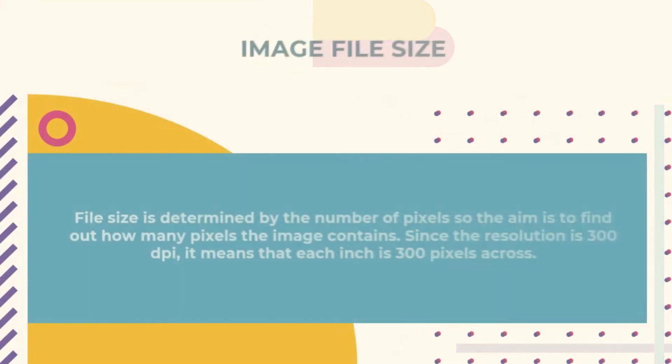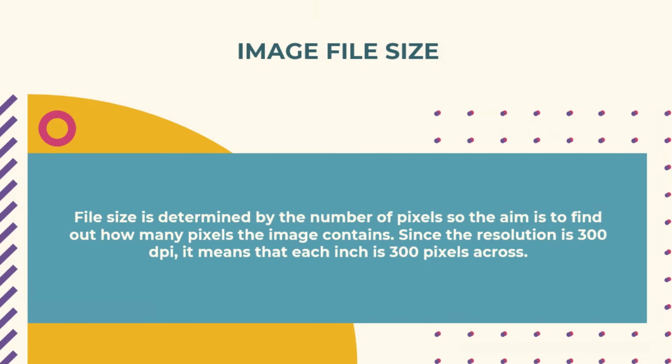The next slide will show image file sizes. There are a lot of image file sizes that can be shown using a computer, and every image has a file size and a resolution. File size is determined by the number of pixels, so the aim is to find out how many pixels the image contains. Since the resolution is 300 dpi, it means that each inch is 300 pixels across.